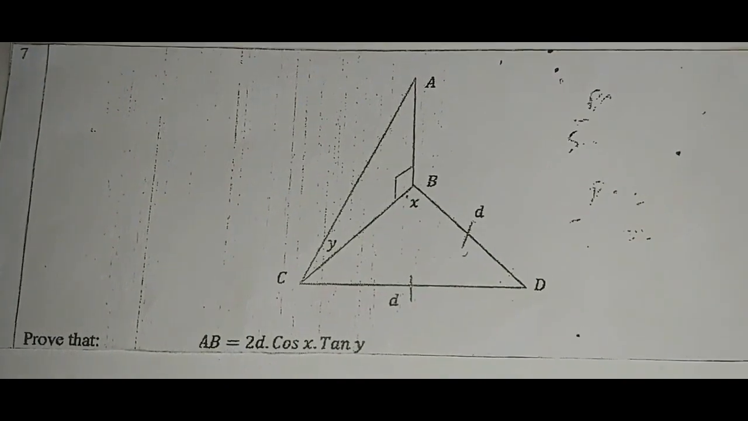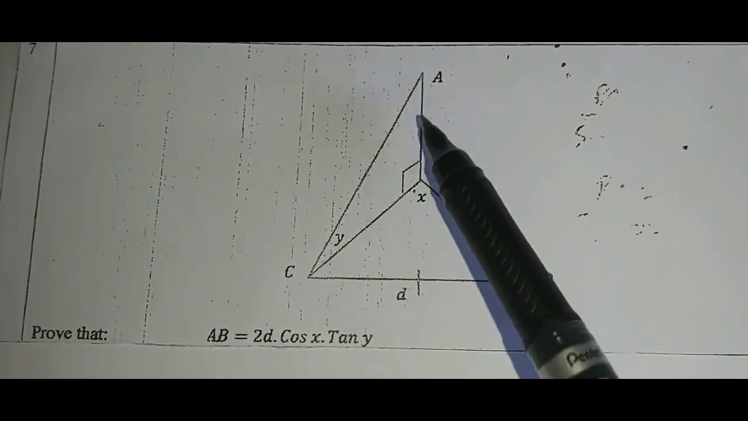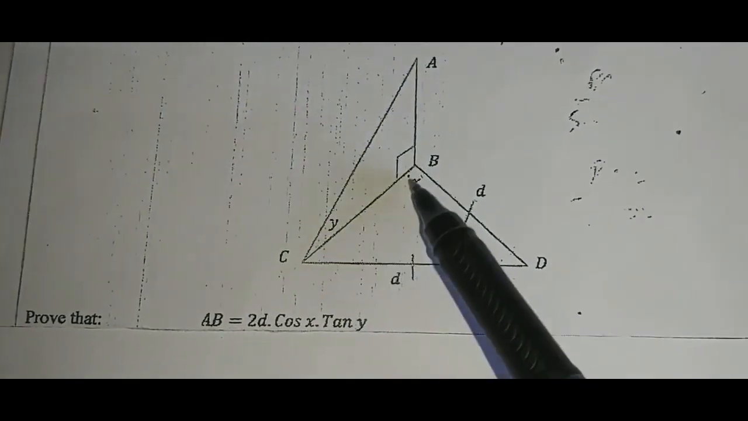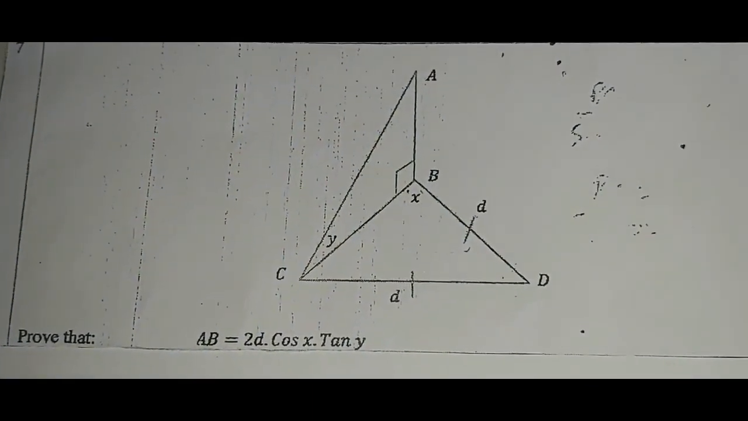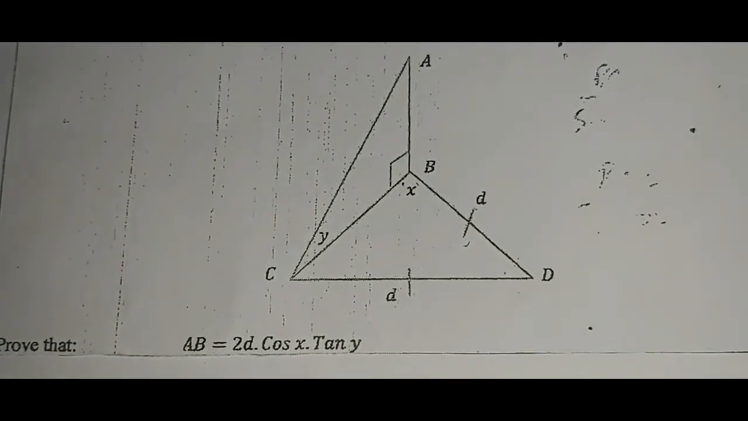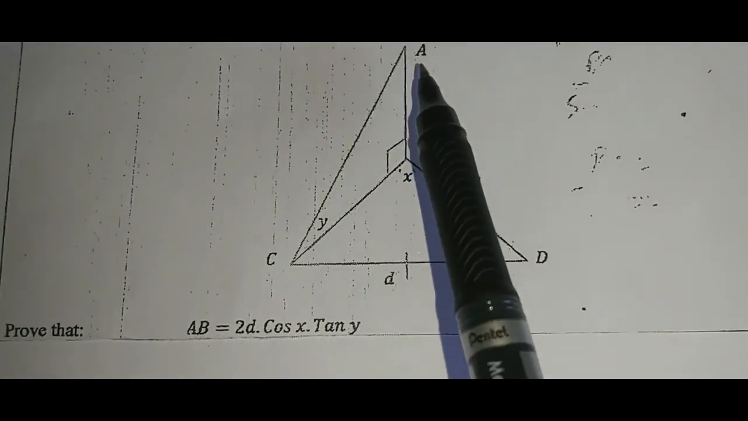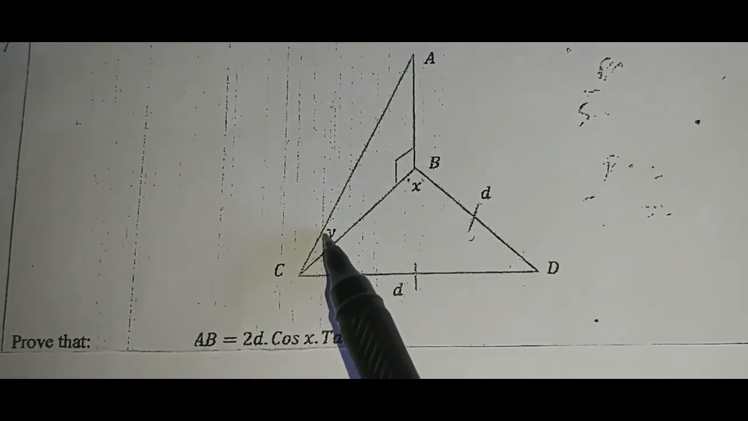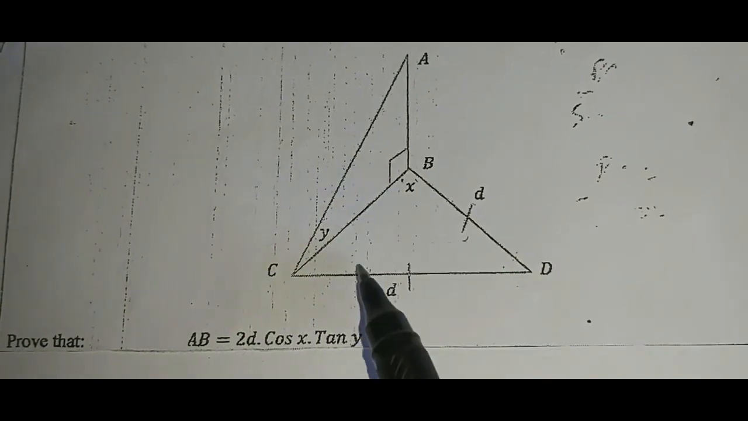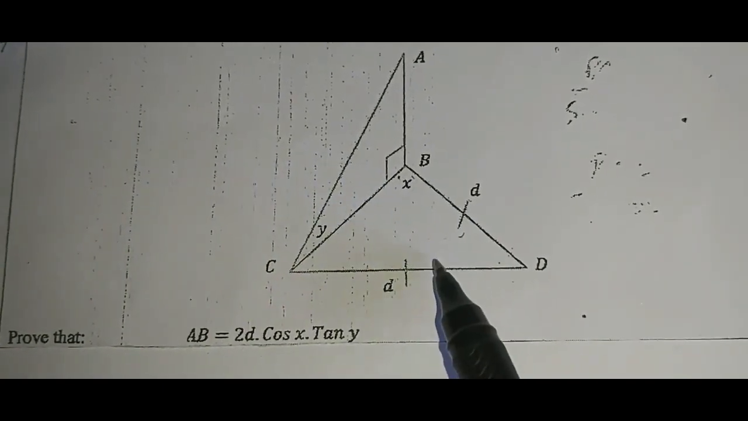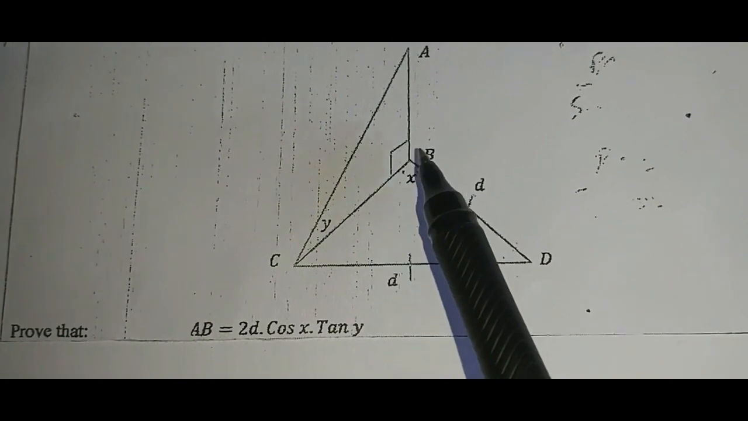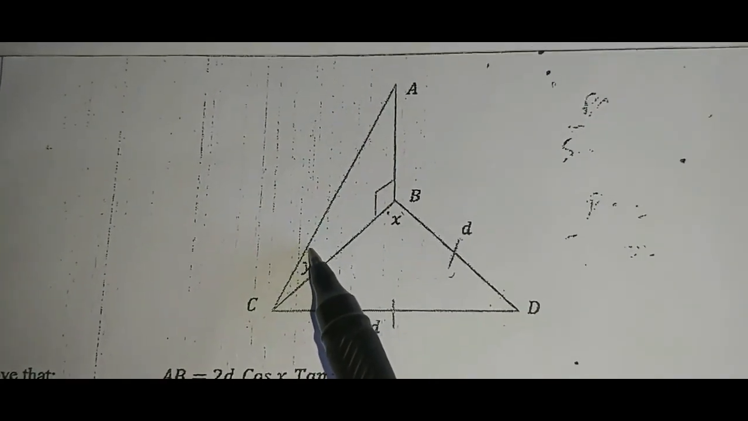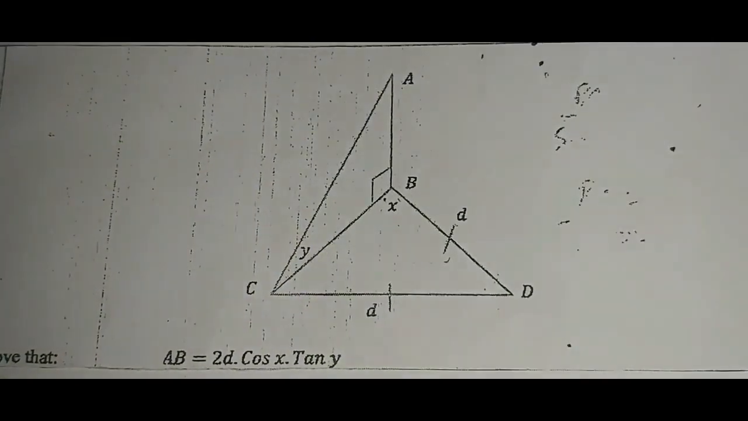So going forward, we are now required to find AB. If you look at AB, it's in this right-angle triangle on the vertical plane. We have AB, the opposite side, and the adjacent side. In a right-angle triangle, opposite and adjacent can be combined, which means we'll be making use of tan of y.